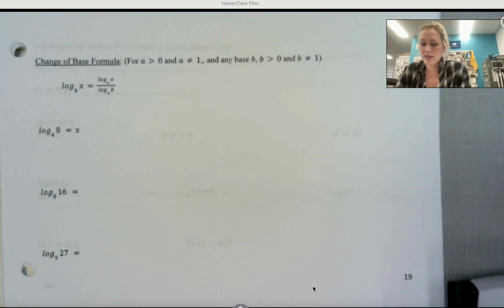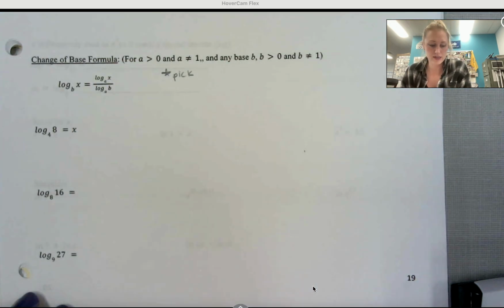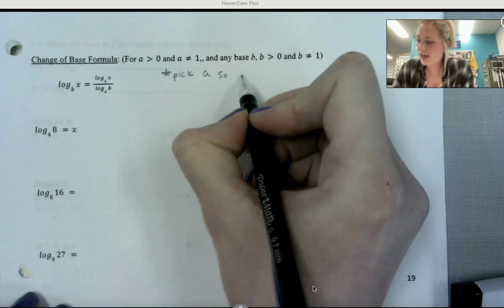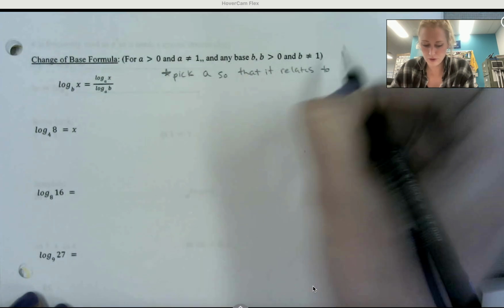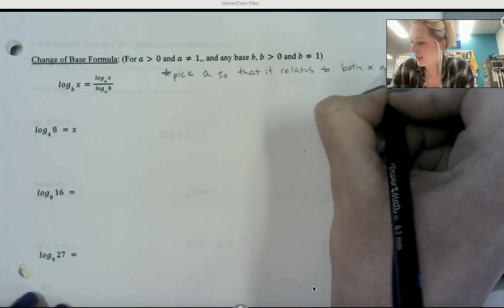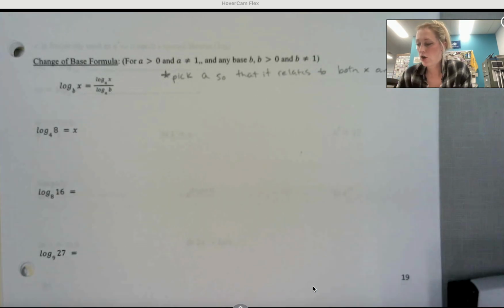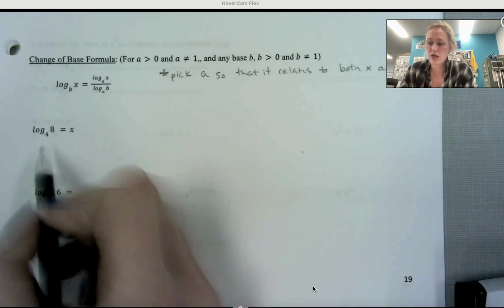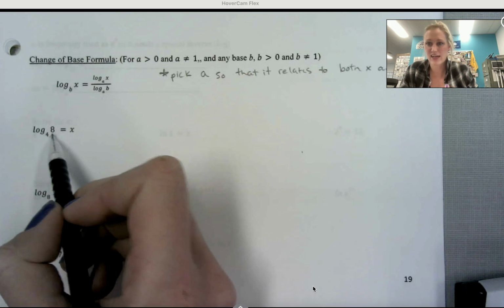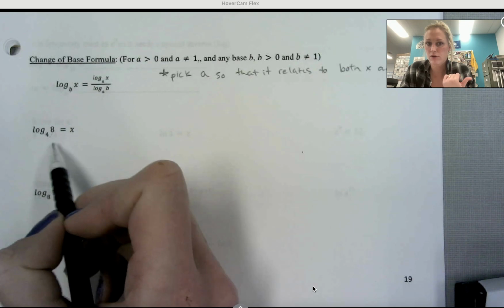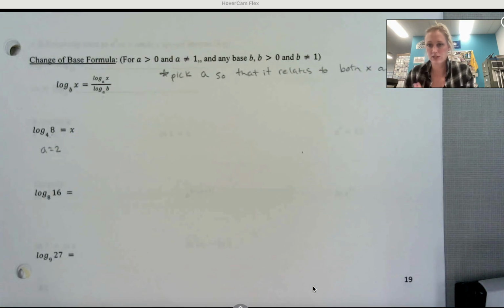Basically what we want to do to evaluate these is pick a new base. So a is a new and different base. We want to pick a so that it relates to both x and b, the original base and the argument. We want our new base to relate to both of those. Here's what I mean. I want something that I can raise to a power to get 4 and 8. That's going to be 2, right? 2 squared is 4, 2 to the 3rd is 8. So I'm going to pick my new base to be 2 because it goes into both of those exponentially.